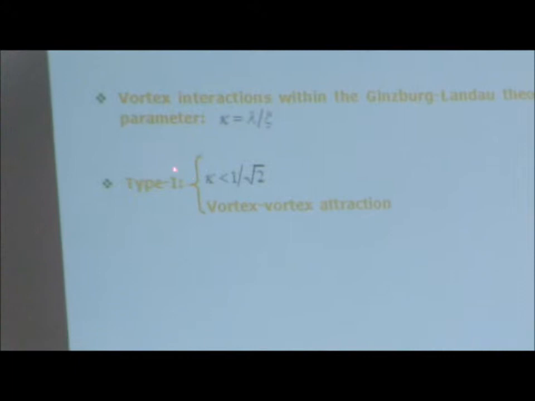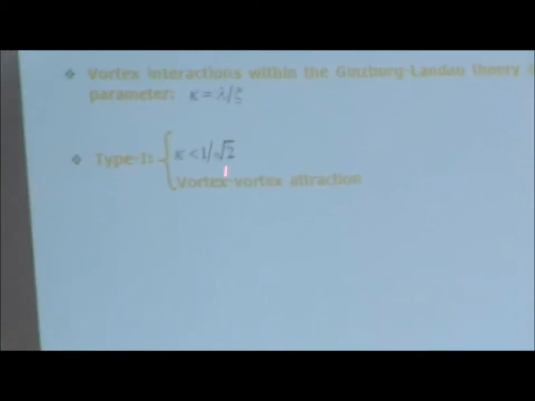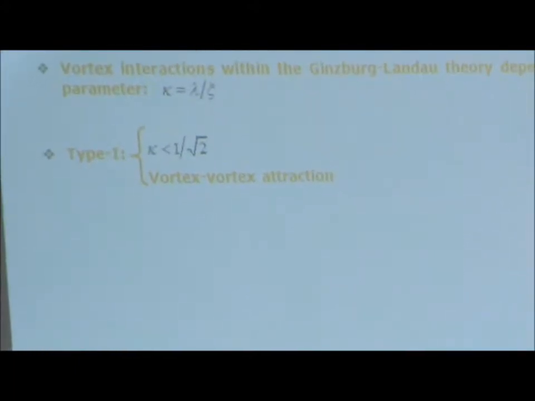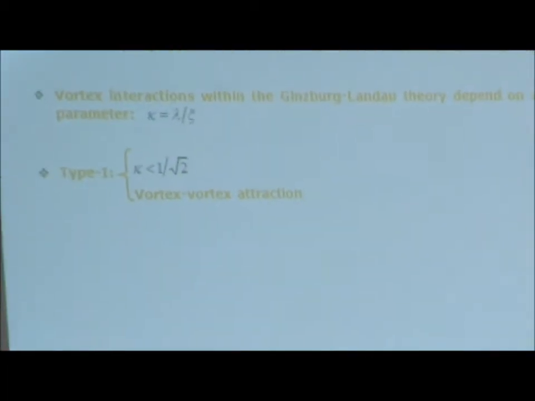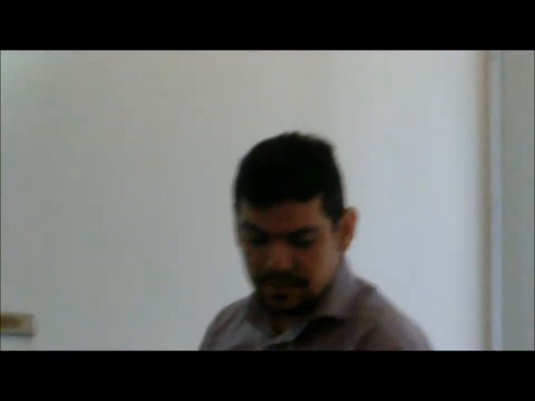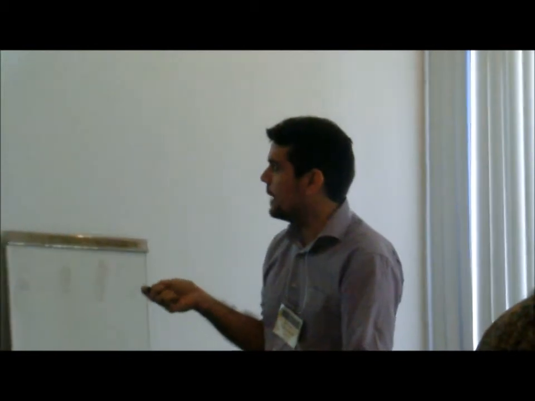And then type 1 superconductors happen when this kappa is lower than 1 over square root of 2. And we can say that here we have a kind of vortex-vortex attraction. Because even if there is a vortex appearing there, there will be another one, and they will sit together and become like a normal domain. So there will be no single vortex there in theory. So this is for type 1 superconductors.